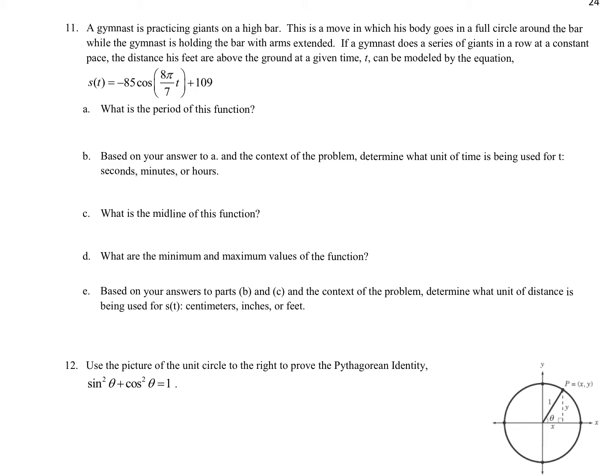If a gymnast does a series of giants in a row at a constant pace, the distance his feet are above the ground at any given time t can be modeled by this equation. What is the period of this function?